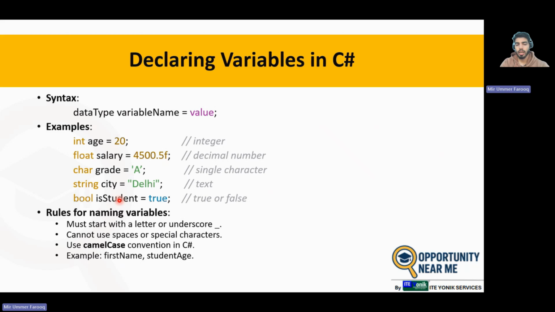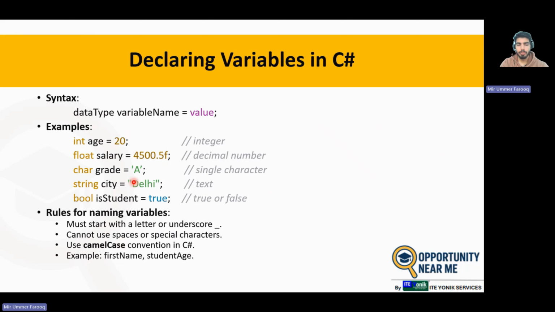Then there is a particular convention that you need to follow to represent these variable names, and a famous, popular convention is camel case. The first letter of every word is capitalized, like in isStudent, the S of student is capital. There are some examples: firstName, the N of name is capitalized, and the A of age is capitalized in studentAge. In the same way, you can create your own variables as well.